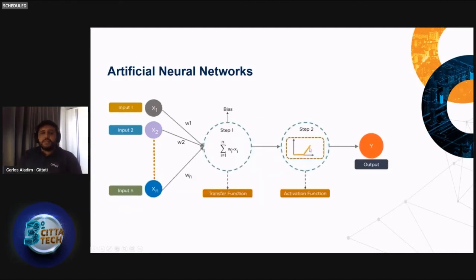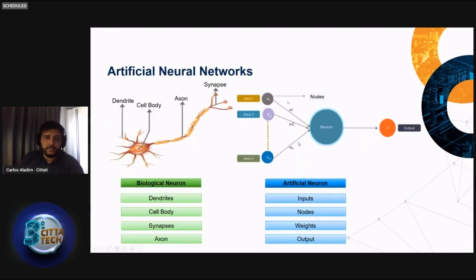But what happens inside the neuron? We take a sum of the multiplied values from the input and the weight, and we call that a transfer function. So it will sum all the inputs multiplied by their weight, doing a weighted sum, and they will transmit it to an activation function, and this activation function will be responsible to say if the signal will be propagated to the output or not.